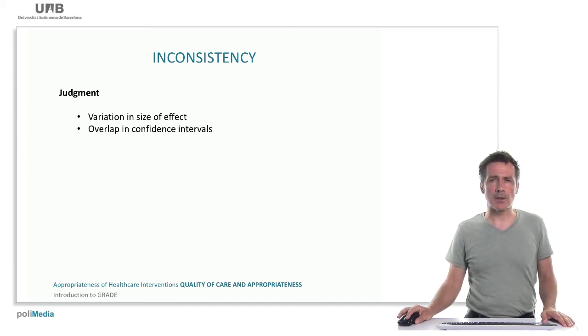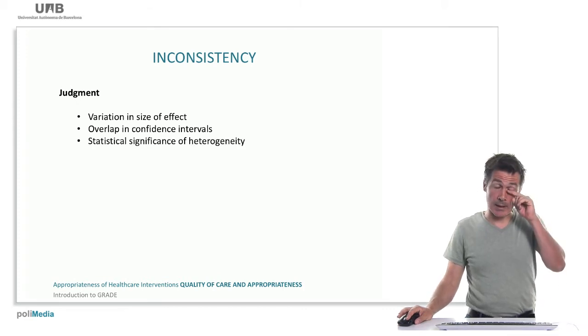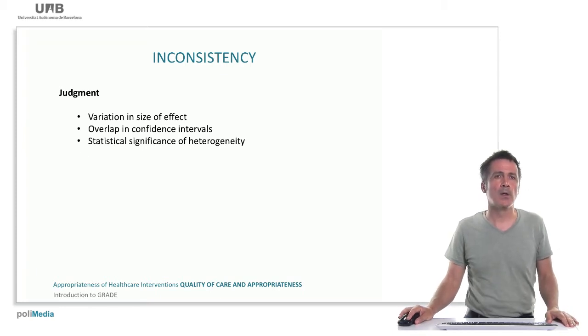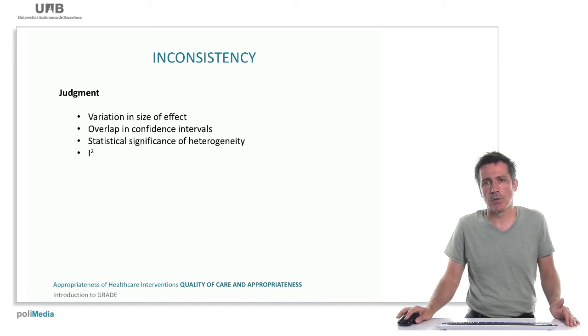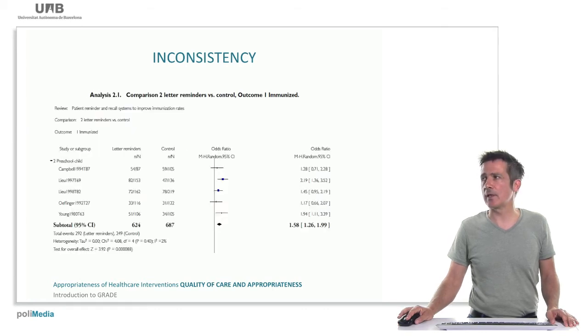We also have to look at the confidence intervals. Are they overlapping? If they are overlapping, they will be less inconsistent. We have to also look at a statistical test of heterogeneity, chi-square or the I-square, and there are some rules for that you can consult, for example, in the Grade Handbook, if you want to know more in depth how to judge the consistency of the results. For example, look at this meta-analysis.